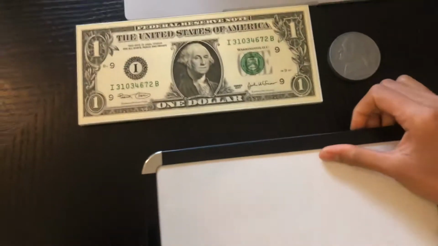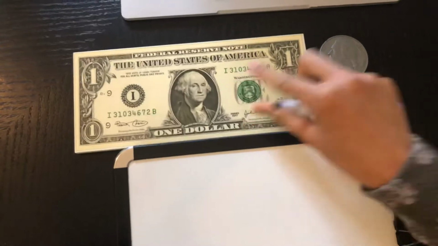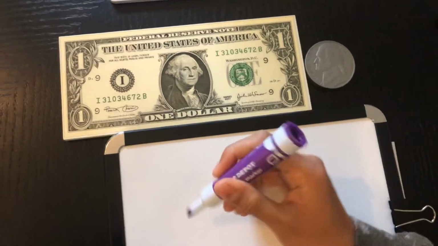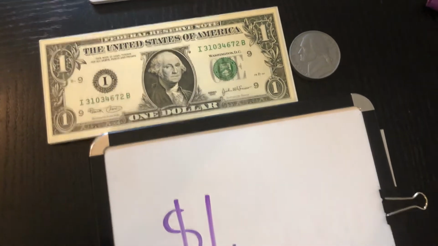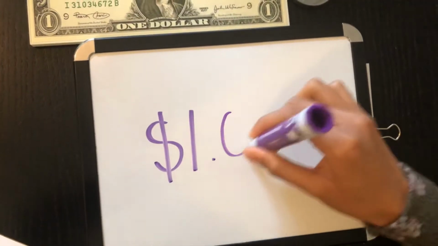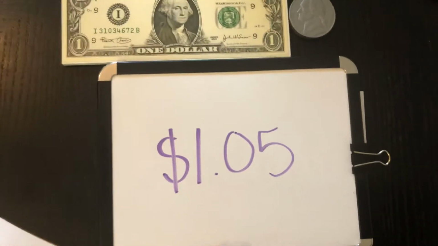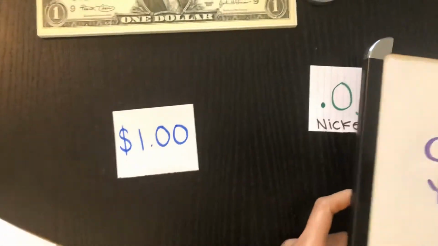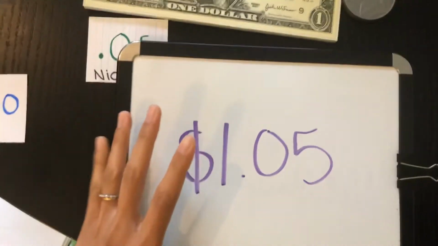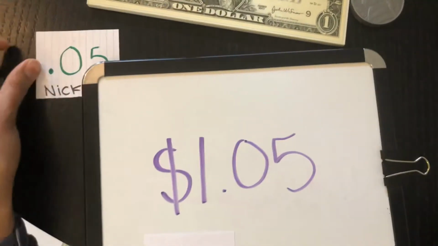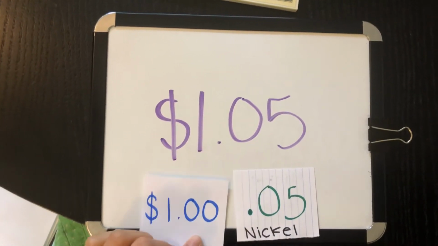That's where I get my whiteboard out. I'm going to write that $1 and 1 nickel is worth $1 and 0.05. So that is $1.05. Let's take back our labels here. Notice we have $1 and 5 cents.